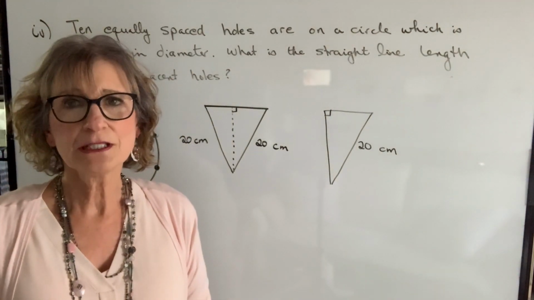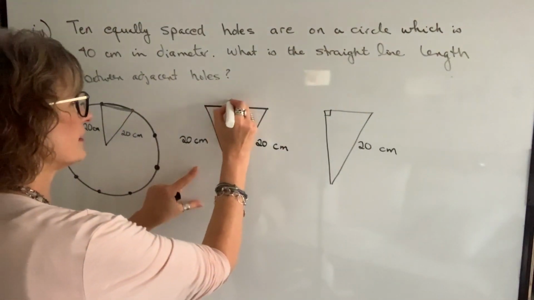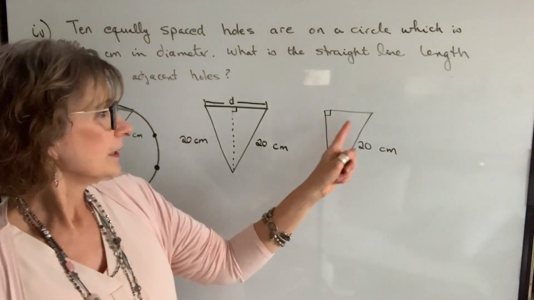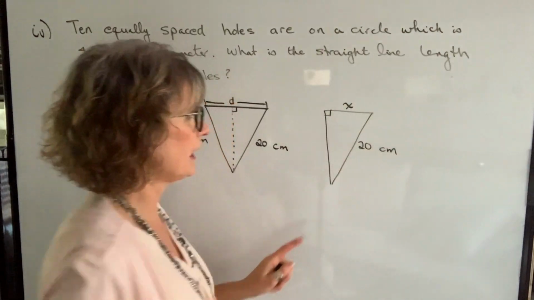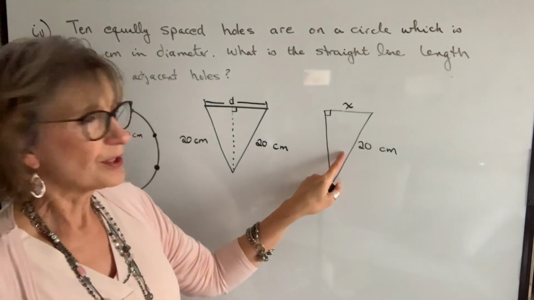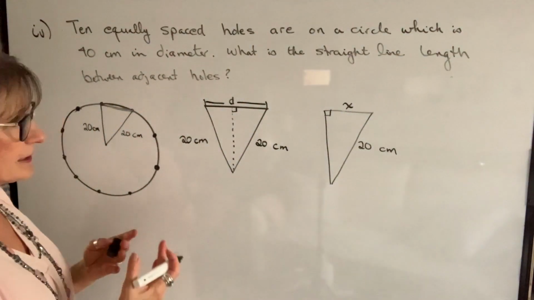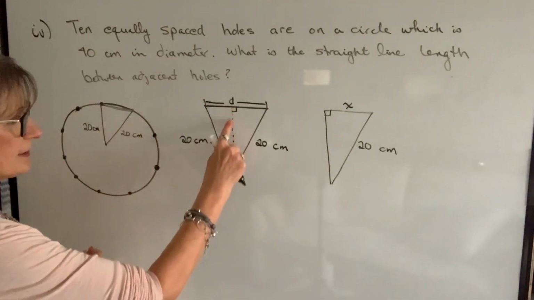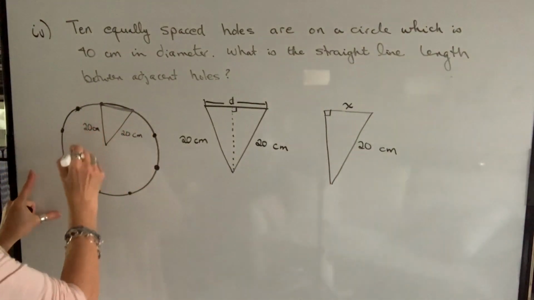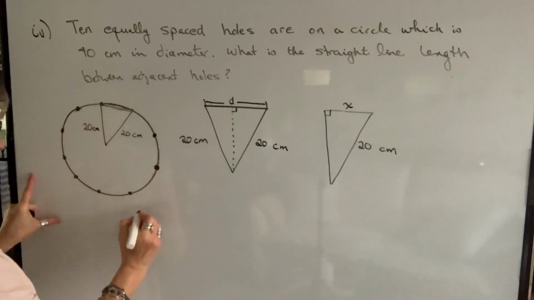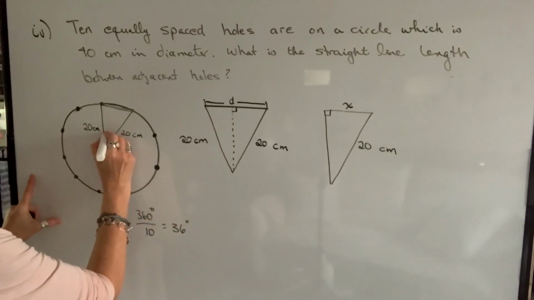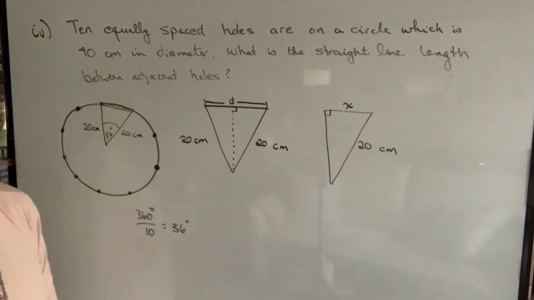But I need more information. I'm looking to find this distance here. In this triangle, if I find this, I'm going to call it x, all I need to do is double it to get that distance d. But I need more information about this triangle. So what I'm going to do is look at where that information can come from. I don't know this distance here. Do I know the angle? Not yet, but I do know that there are 10 equally spaced holes. So if we take 360 degrees and divide by 10, this angle here would be 36 degrees.